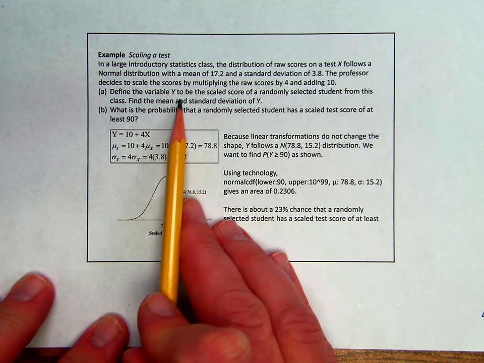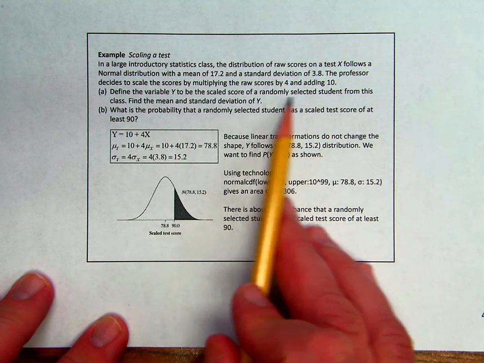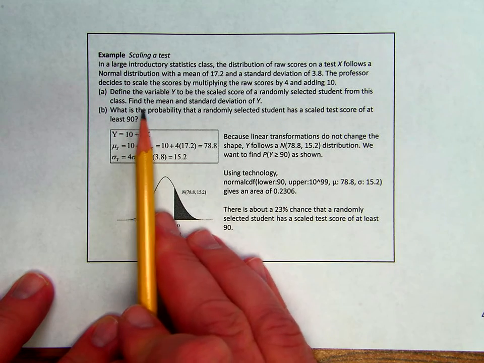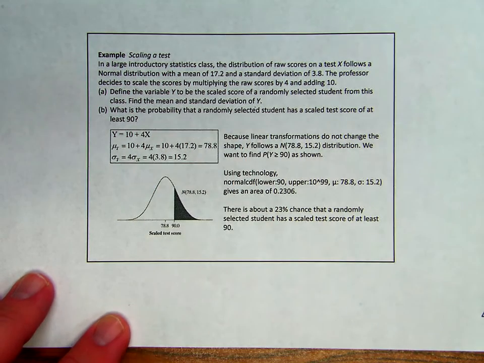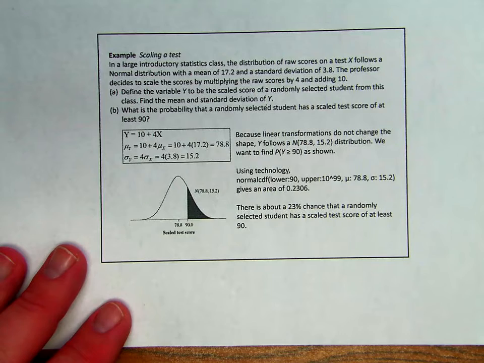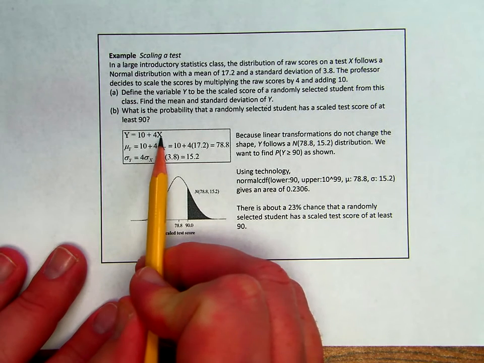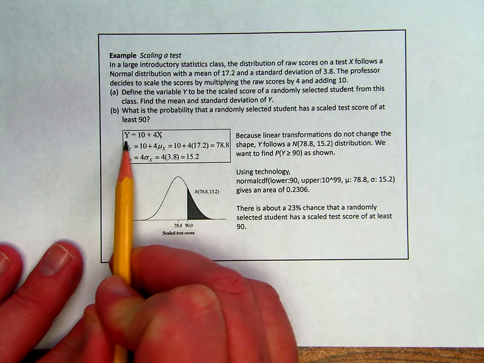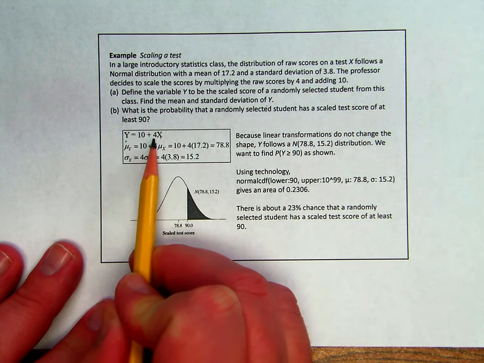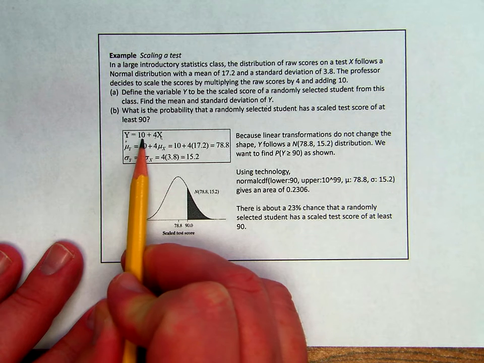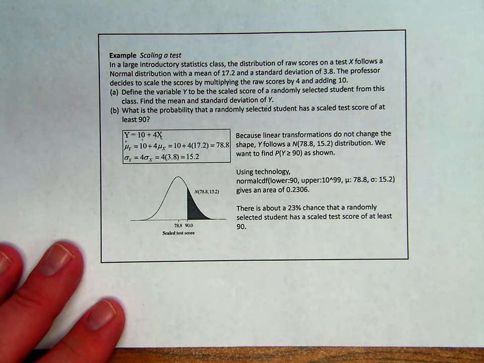Define variable Y to be the scaled score of a randomly selected student from this class. Find the mean and standard deviation of Y. Okay, so X represents the raw score. Y is the scaled score. So you're multiplying by 4, adding 10. That's what they told us the transformation was. That's the curve on this test.